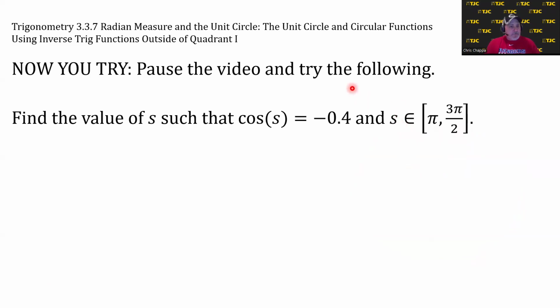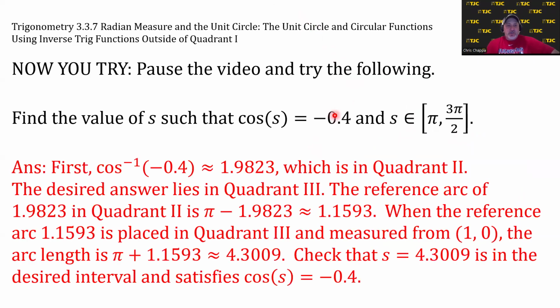All right, here's your fair warning if you haven't paused the video yet. Solutions in 3, 2, and 1. I'm going to briefly discuss it. First, we do cosine inverse of negative 0.4 and get about 1.9823. Now that is in quadrant 2 because it's greater than pi over 2 but less than pi. The desired answer lies in quadrant 3.